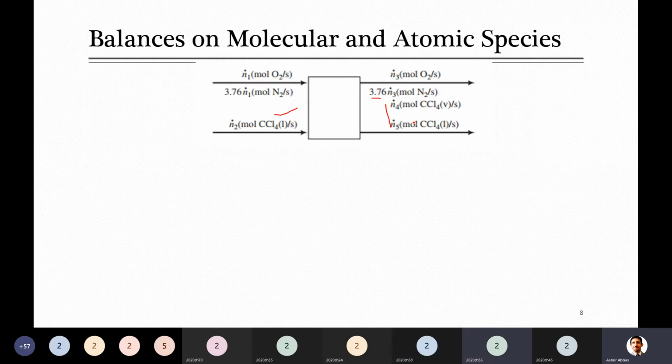No, sir. N1 is equal to N3. So this is actually the one equation which is being used for those. And how does it come?